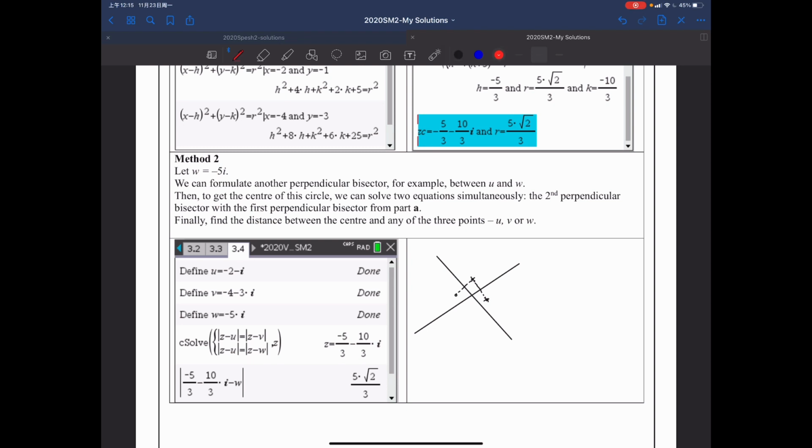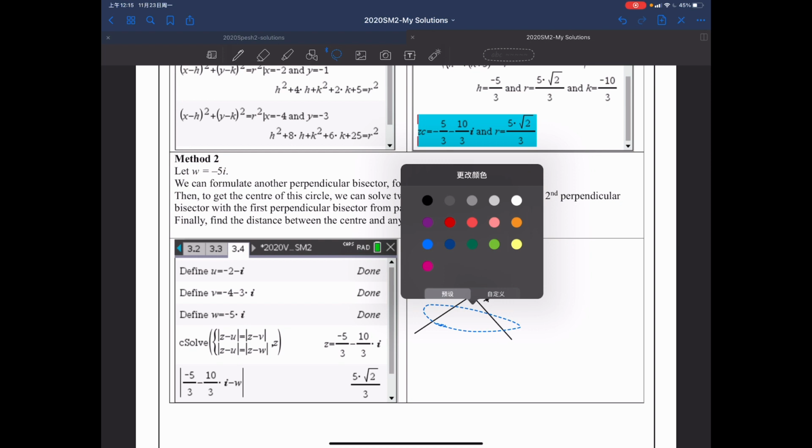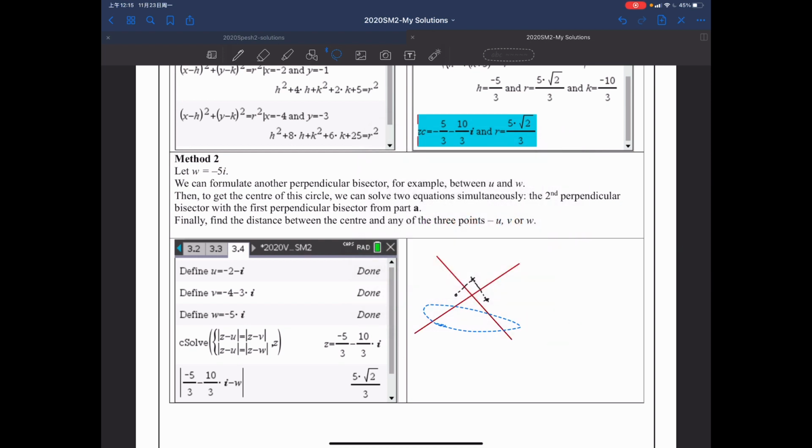The intersection, let me highlight these 2 perpendicular bisectors. The intersection between the 2 perpendicular bisectors will just be the center of the circle. And from here to here, from here to here, from here to here, all equidistant. Therefore, you can easily draw a circle through the 3 points, okay? Like this.